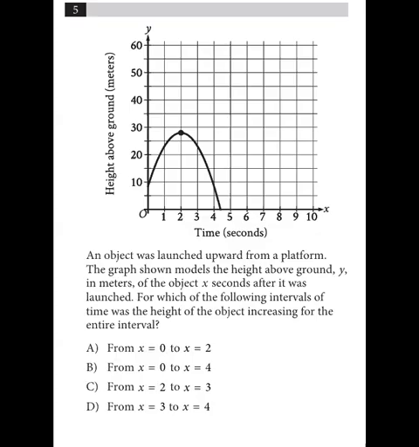Okay, so for question 5, an object was launched upwards from a platform. The graph shows the height above the ground x seconds after its launch. For which of the following intervals was the height of the object increasing for the entire interval? So where is the slope positive? Which would be in this interval, so that's from 0 to 2 seconds. So the correct answer here is answer choice A, from 0 to 2.